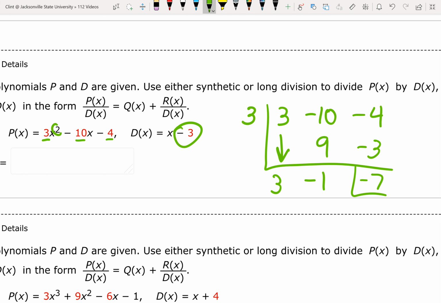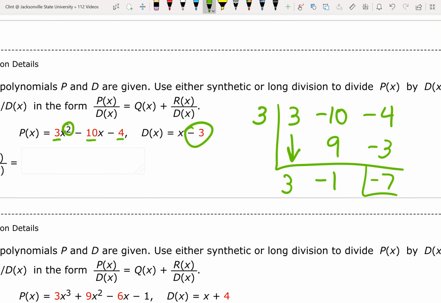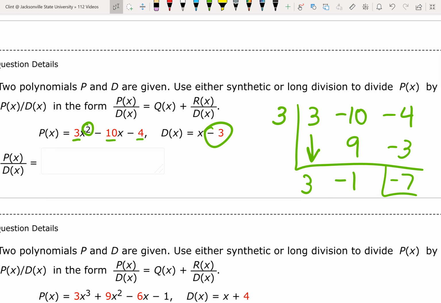And we started with x squared, so that means this coefficient is going to be on x. We decrease by 1 every time we do synthetic. So I will have 3x minus 1 plus negative 7 over x minus 3. Okay.